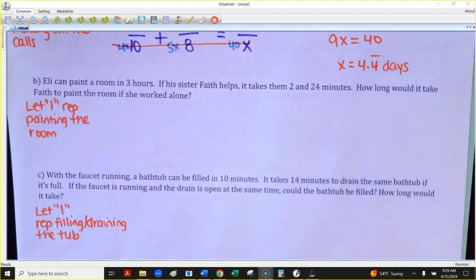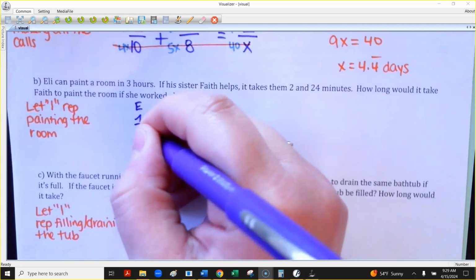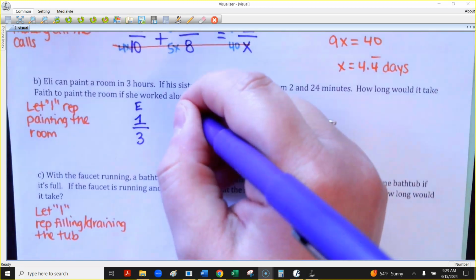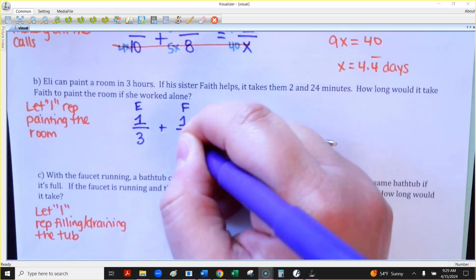It doesn't tell you like, oh, it's 500 square feet, or anything like that. So I'm just going to let 1 represent painting the room. So this says Eli can paint this 1 room in 3 hours. Okay, if his sister Faith helps, it takes them 2 hours and 24 minutes.